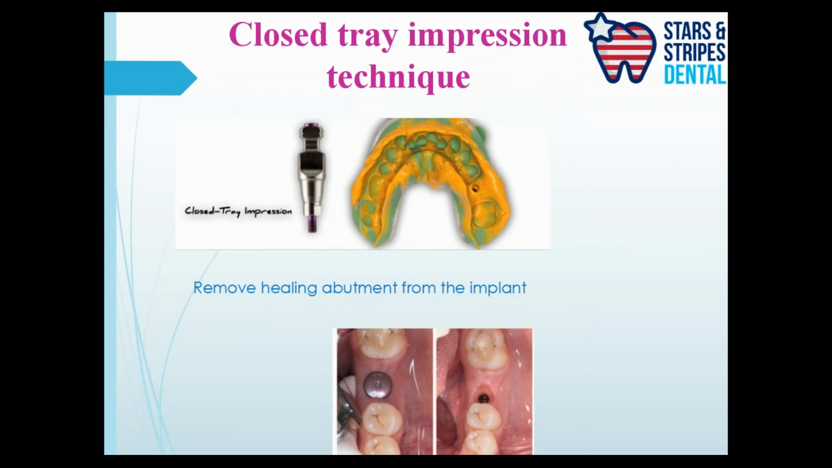Okay, so first we'll talk about the closed tray impression technique. Why is it called closed tray? As the name suggests, the tray is closed. That means we are not drilling any holes inside the tray. That means you can even use the metal stock tray or plastic stock tray in this case. For any impression taking, there are certain components common in any technique. One is called the impression post or impression coping.